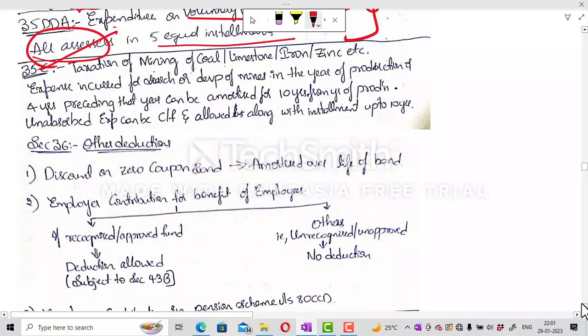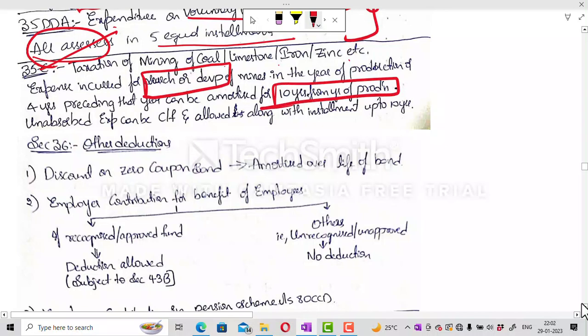Taxation of mining of coal, limestone, iron and zinc. See, if any expense is incurred for searching and development, only these two. Searching and development of mines: in the year of production or 4 years from the preceding year. See, before that, from 10 years I am doing that searching. I need deduction of all the expenses, not available. Only 4 years back, and now in the year of production, whatever the expense we have incurred, we can amortize that for 10 years from production.